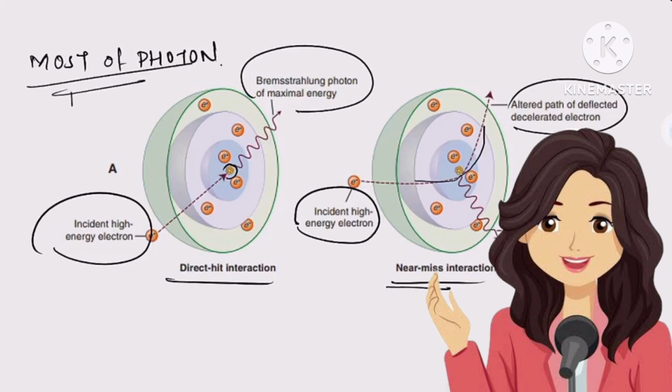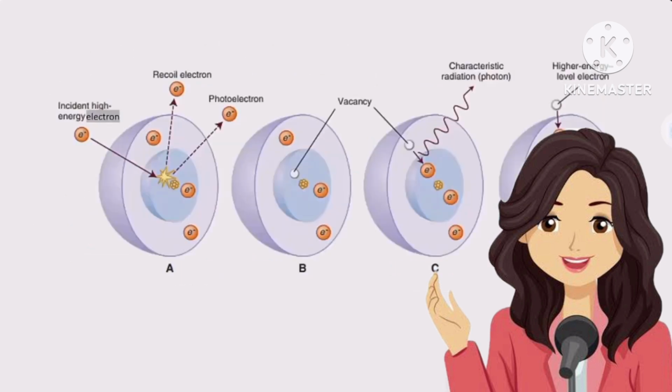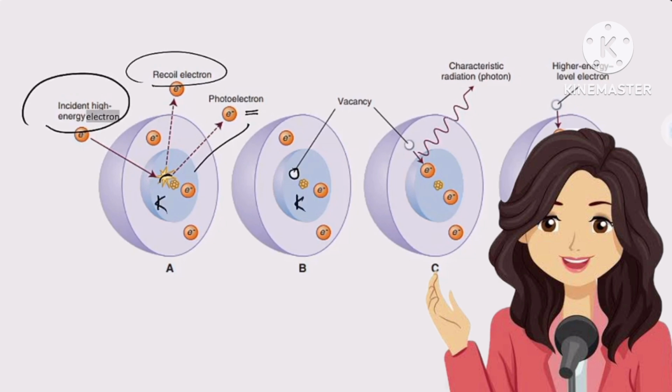Then we have characteristic radiation. What is characteristic radiation? Incident high energy electrons come and hit the anode. They hit the inner shell electron, releasing a photoelectron, and this electron comes out as a recoil electron. Now there is a vacancy created in the inner shell, the inner orbit, like, for example, the K shell.